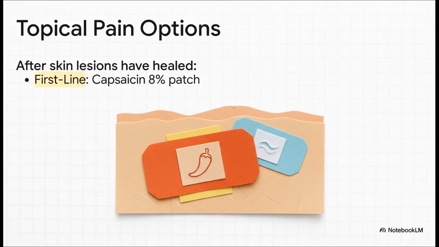Now, what about when the rash is totally healed, but that localized nerve pain is still hanging around? For this situation, the guidelines point to topical treatments. The clear first-line choice is the capsaicin 8% patch. If that doesn't work or the patient can't tolerate it, your second-line option is the lidocaine 5% patch.